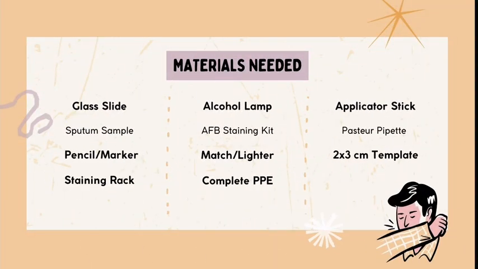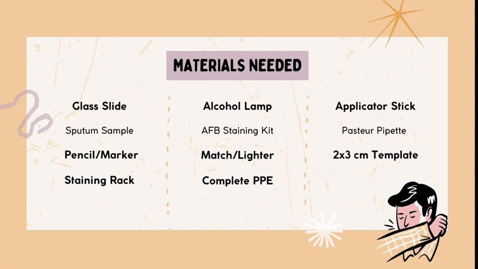So we have the following materials needed in order for us to perform our AFB smear preparation and AFB staining. You need a clean or sterile glass slide, your sputum sample, pencil or marker, the staining rack, alcohol lamp, AFB staining kit, match or lighter, complete personal protective equipment such as your gloves, your face mask, your lab gowns, your lab shoes, etc. And then applicator stick, pasteur pipette, and lastly your 2x3 centimeters template.